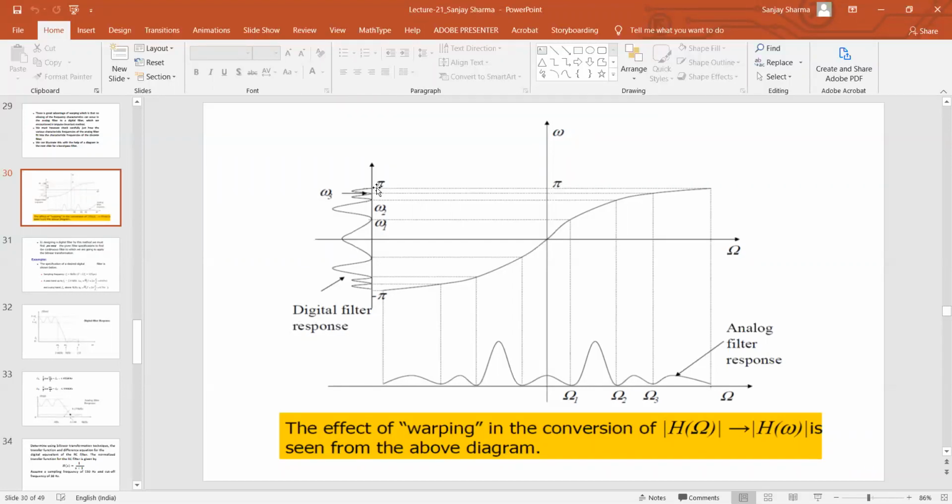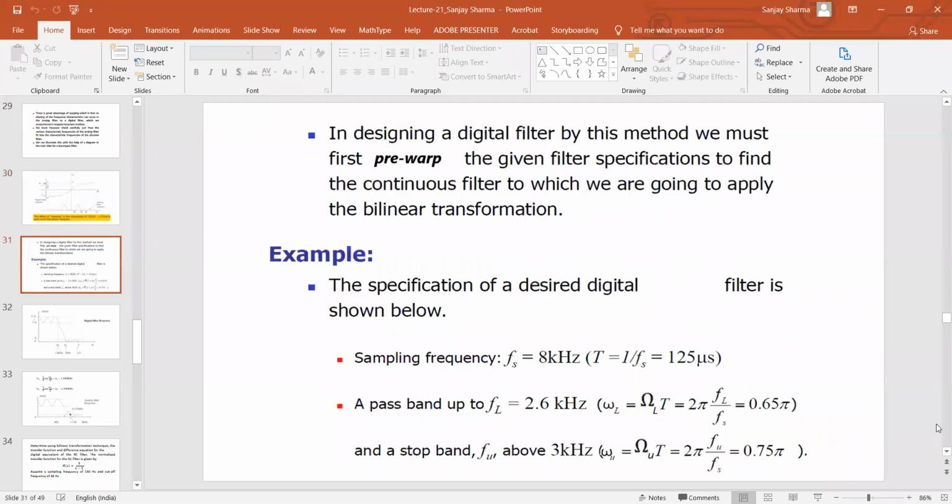But the problem is that frequencies are being squeezed within the minus pi to pi range. This effect is warping. This is a very nice diagrammatic explanation of the warping effect, which is explained in Proakis's book, so I thought I must put the diagram here also. This is the same warping effect I talked about, and I have already explained that we need to pre-warp. Let me explain this through this example.